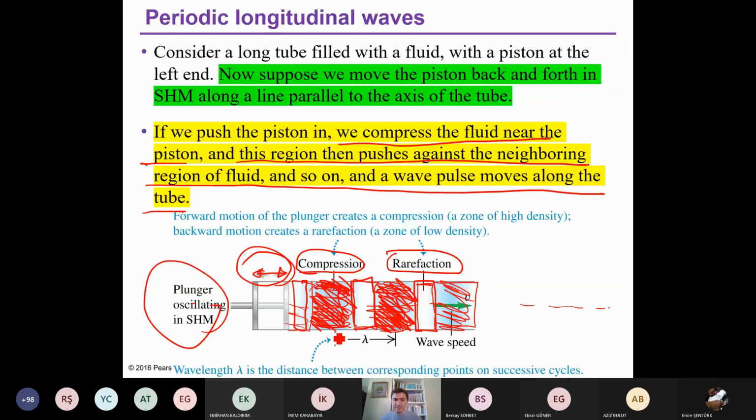Then the distance between two dense regions gives us the wavelength lambda, or the distance between two low density regions gives us the lambda. This is the wavelength. Here we have another definition: wavelength lambda is the distance between corresponding points on successive cycles.